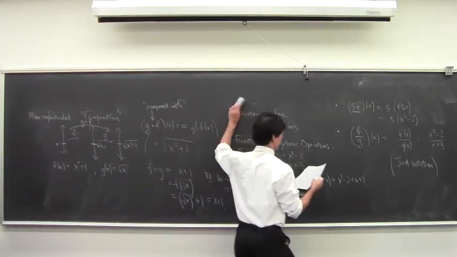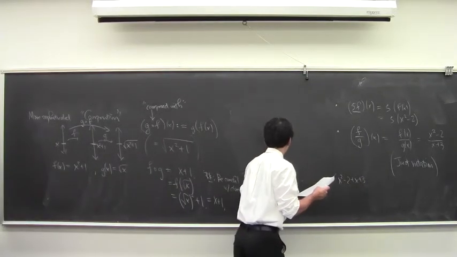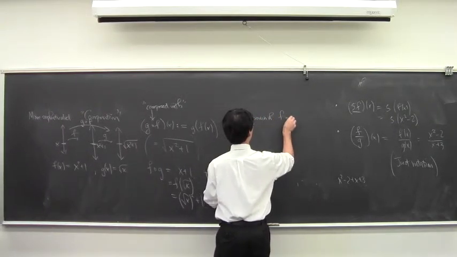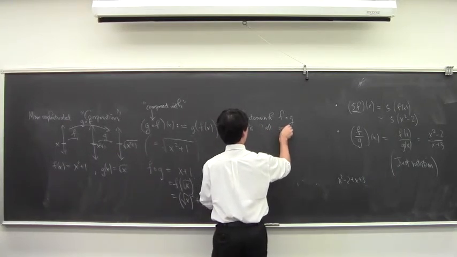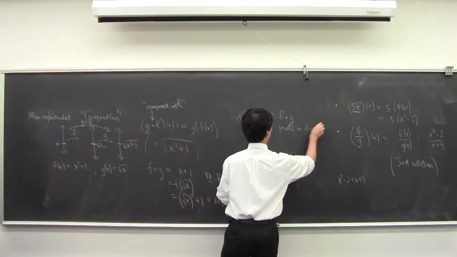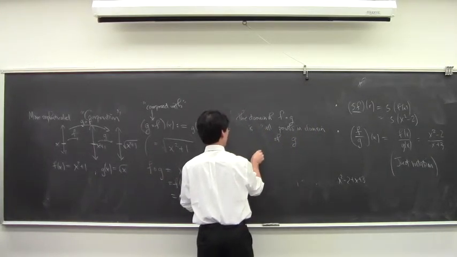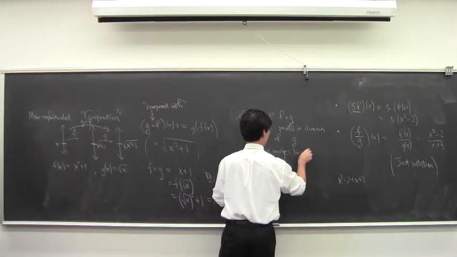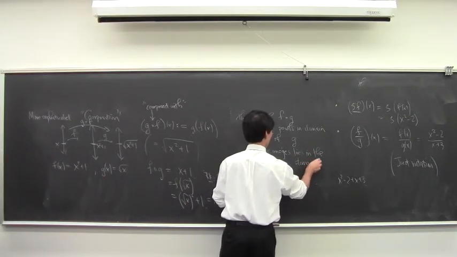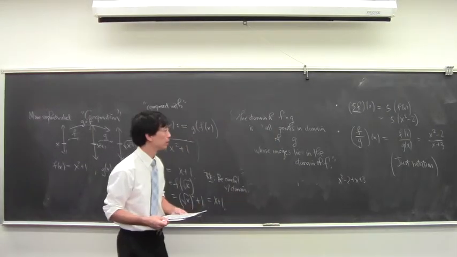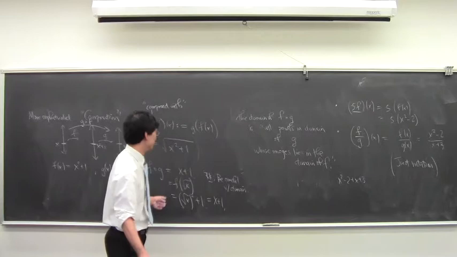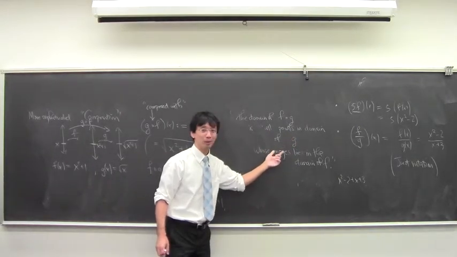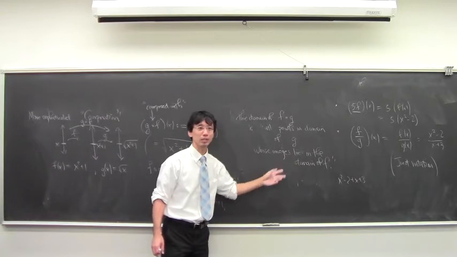The domain of f composed with g is all points in the domain of g whose images lie in the domain of f. They have to be points that make sense for g and whose images make sense for f.